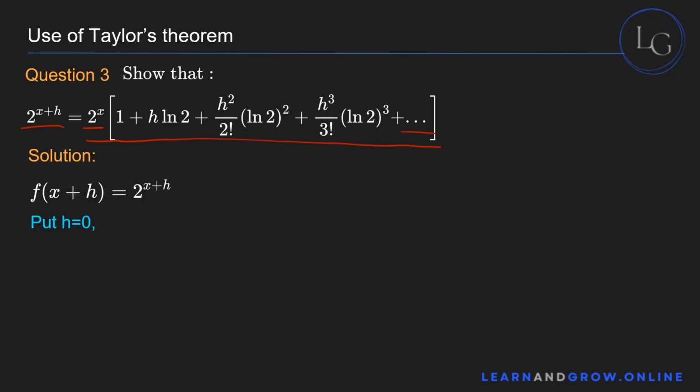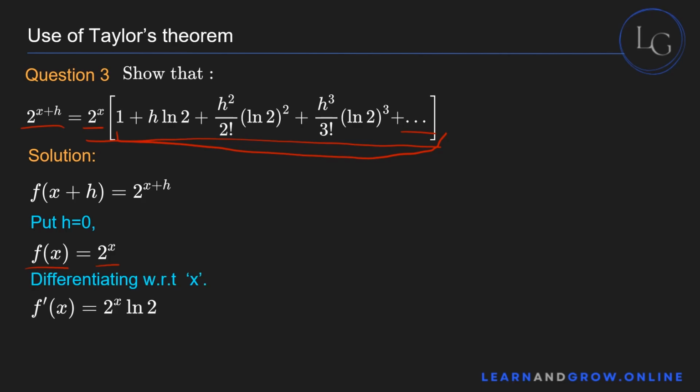Well, you'll replace h with 0, because the series you can see here is being applied on h, not x. So replace h with 0, and then you basically just have 2 raised to the power x. So f of x is equal to 2 raised to the power x. Now differentiate this with respect to x.